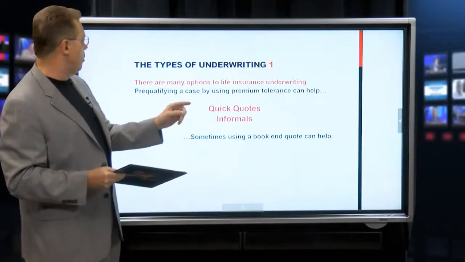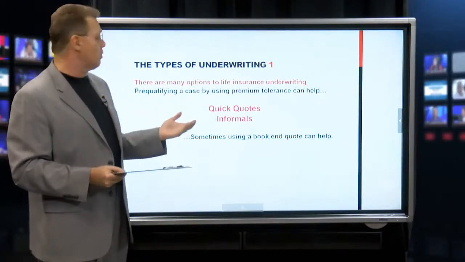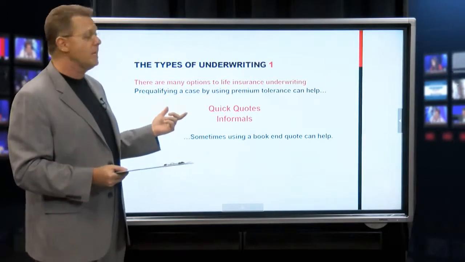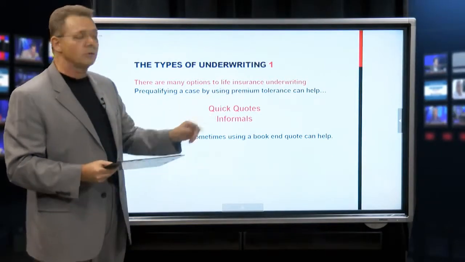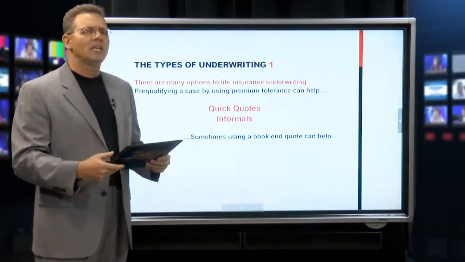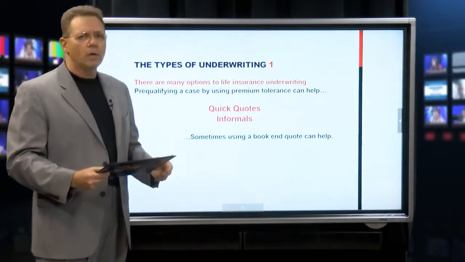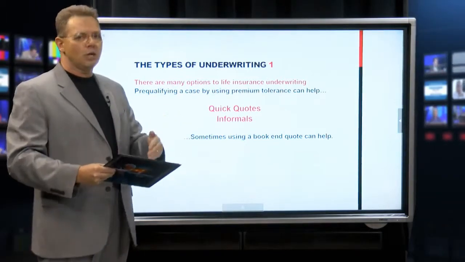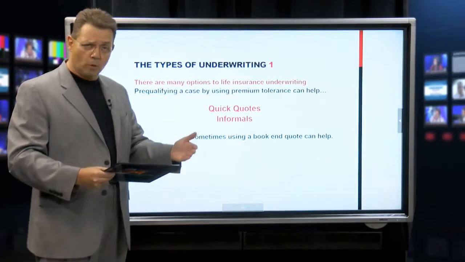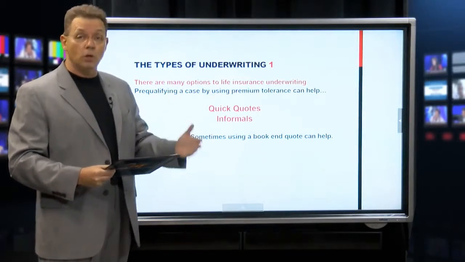premium tolerance quote. So when I see my options for underwriting, the first thing I want to do is pre-qualify the case by using a premium tolerance test. What that's going to do is get me in the game. I call it a bookend quote. And that will help me understand, should I really go forward with an informal, or should I go forward with a full application?